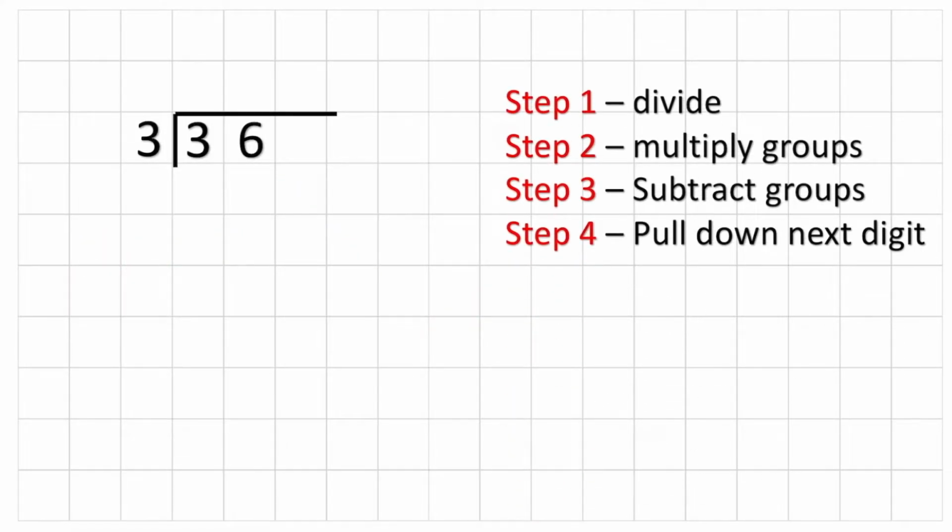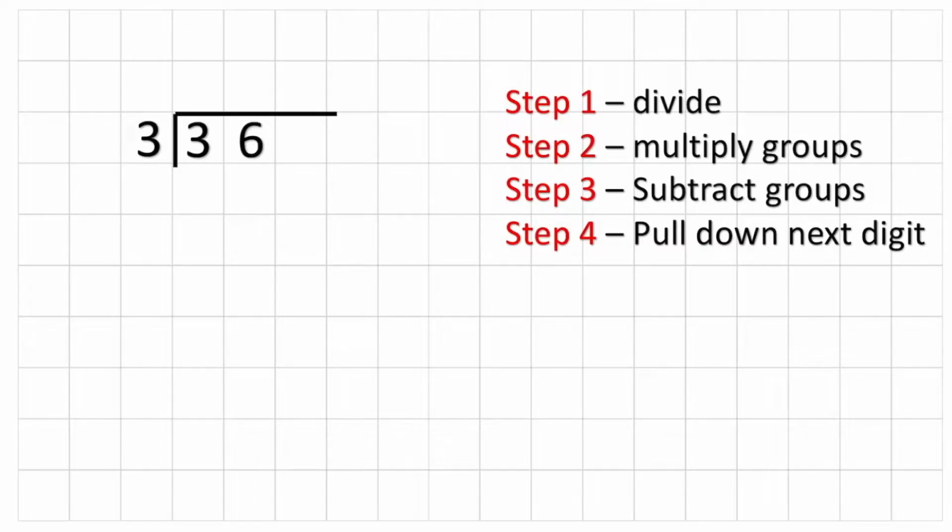We need some steps to help us answer this. The first step is going to be to divide. And then we're going to do step 2, which is to multiply and find out how many we took away from our 36 each time. Then we'll subtract that group, and then we'll pull down the next digit and work on the next column. So let's see what that looks like.